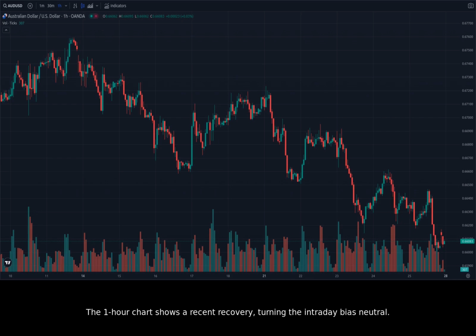The 1-hour chart shows a recent recovery, turning the intraday bias neutral. However, further decline is expected as long as the 0.6758 resistance holds. A break below the 0.6657 level would resume the bearish trend. Let's zoom in on the last 12 hours of the 1-hour chart to observe the price action more closely.